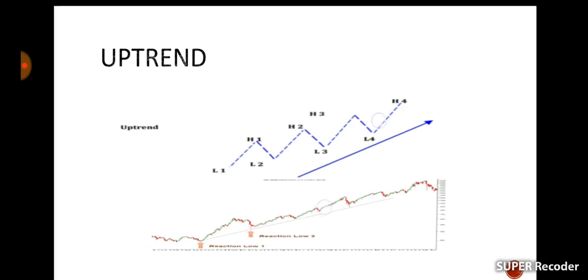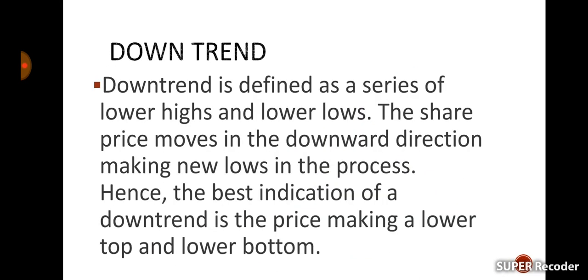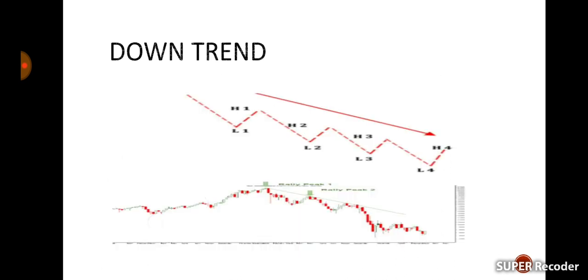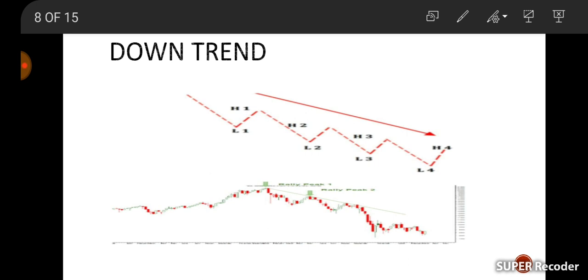Then the second tendency is downtrend. Downtrend is defined as a series of lower highs and lower lows. The share price moves in the downward direction, making new lows in the process. Hence, the best indication of a downtrend is the price making a lower top and lower bottom. A downtrend line has a negative slope and is formed by connecting two or more high points. Here the high points are H1, H2, H3, H4.